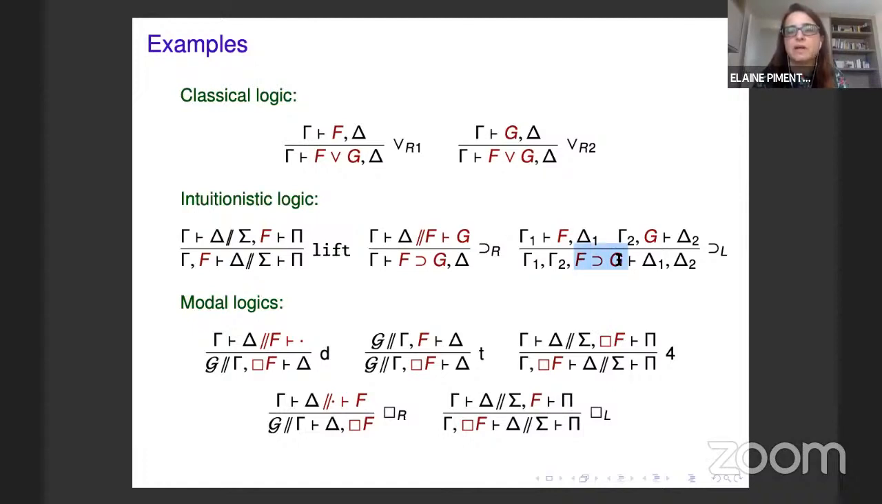I just put here the rule for implication left, which is the same as the rule for implication left in classical logic. Observe that I'm taking it multiplicative, as Gentzen did, by the way.